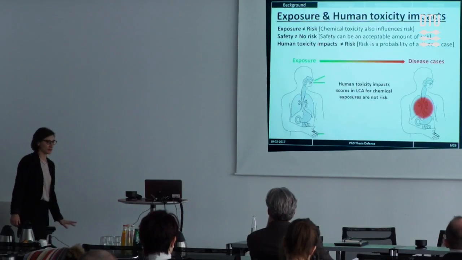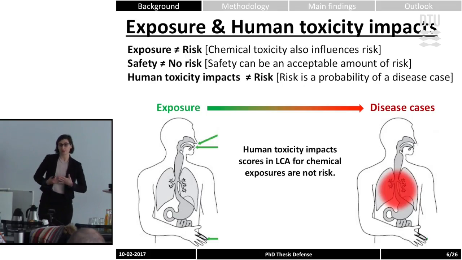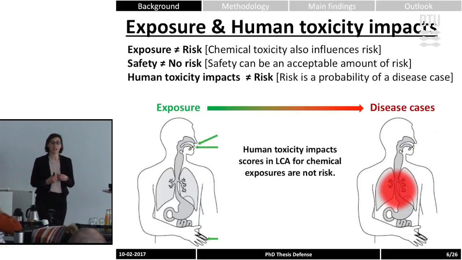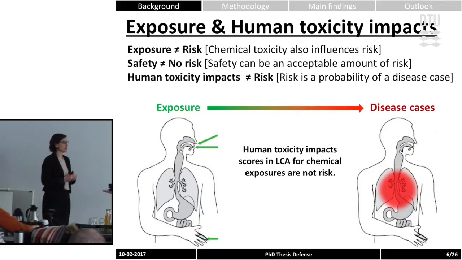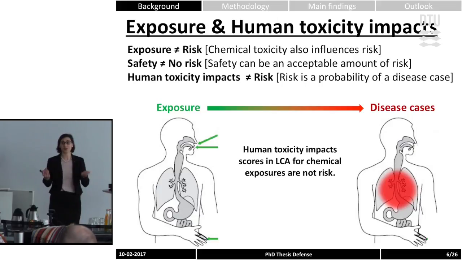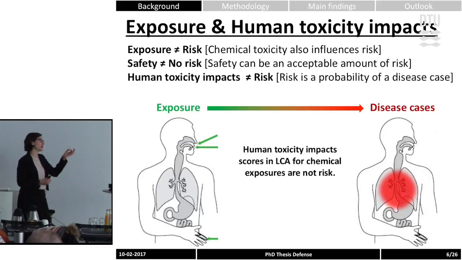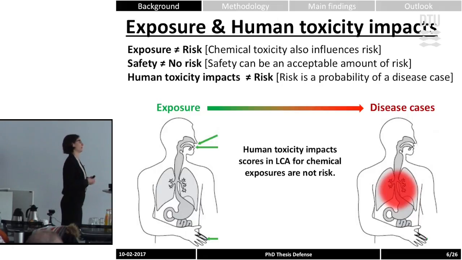Just to go over some definitions briefly to make sure we're all on the same page. When I say the word exposure, it's when a chemical is coming in contact with a human. This can be through inhalation, ingestion, or dermal contact. Exposure is not equivalent to risk. Just because we're exposed to chemicals doesn't mean there's actually a risk. A risk is a probability, an increased probability of a disease case. So being exposed to chemicals doesn't necessarily increase our risk of any diseases, and these two things should be considered separately.